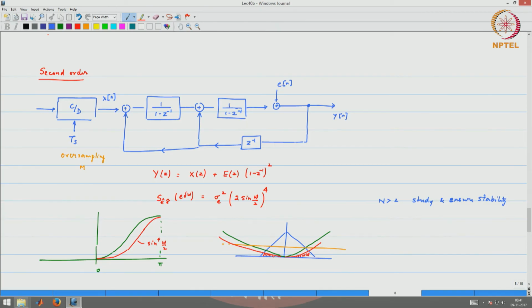So, let me just say that that is a start, at least an initiating point for you to start thinking about some very interesting applications of multirate signal processing.